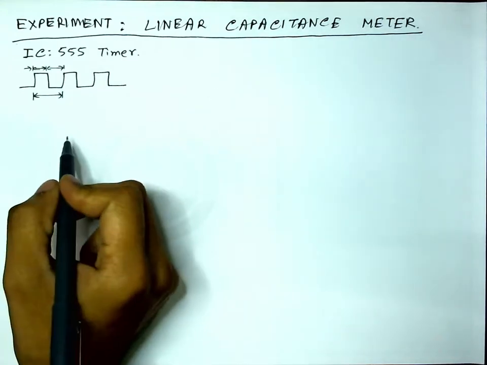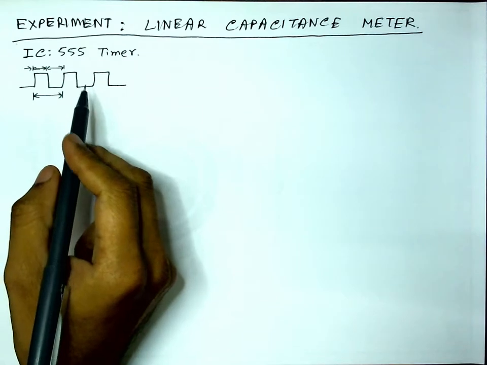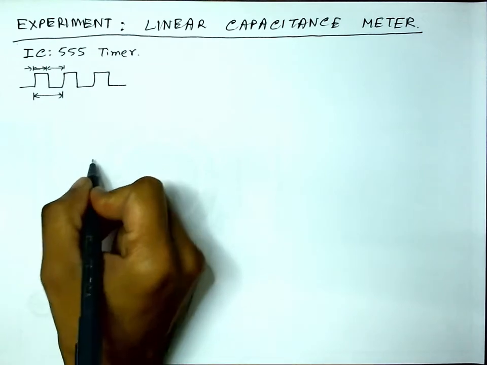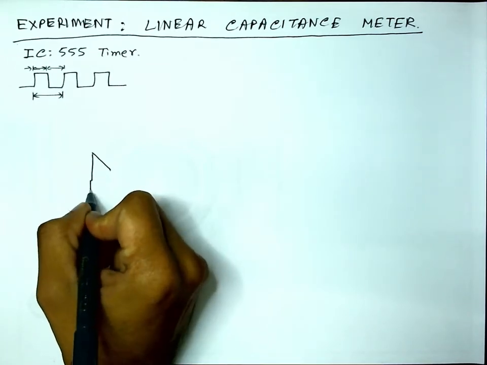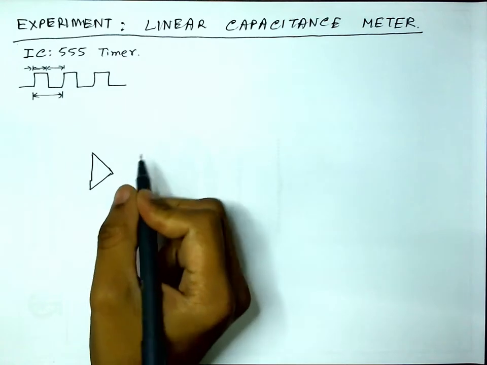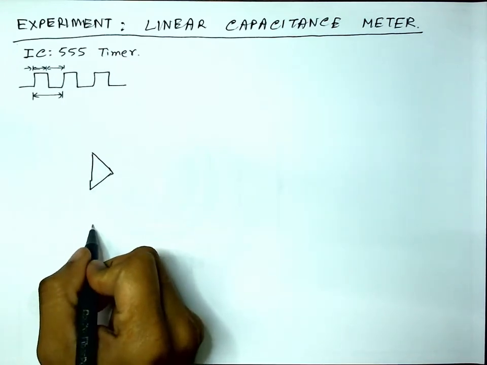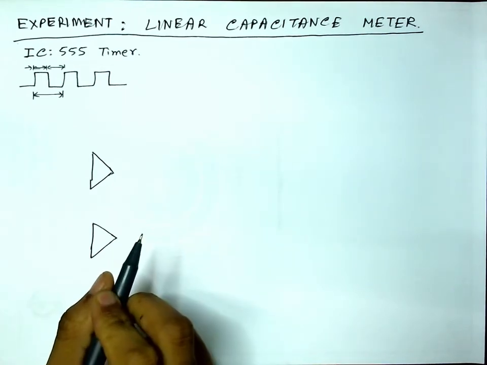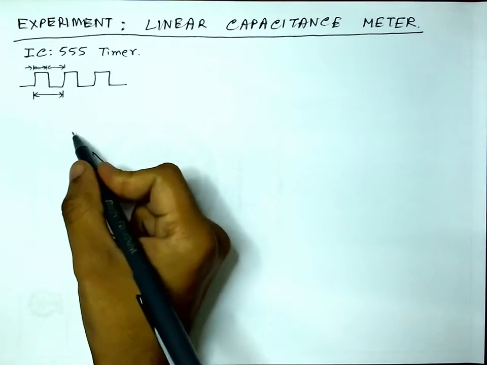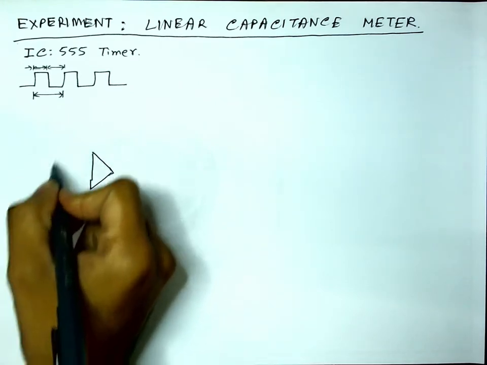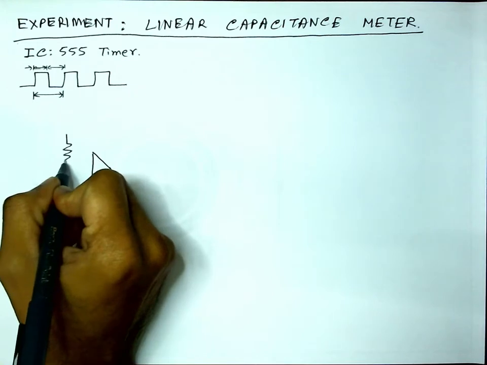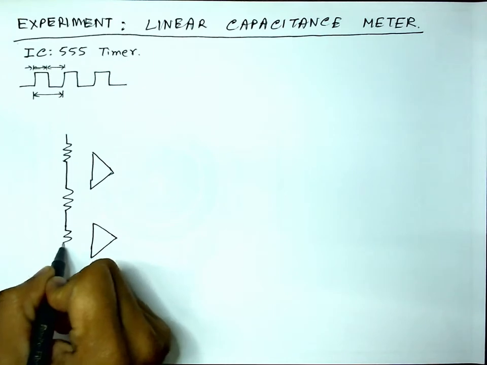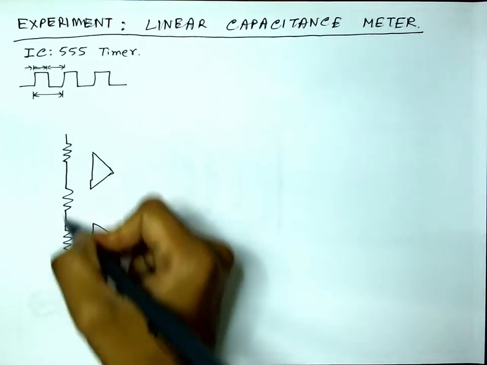Okay, so let us see what is there inside an IC 555 timer. It is very simple. It has two op-amps acting as two comparators. So these are two op-amps. And there is a potential divider which is three resistances connected in series like this. So this is a potential divider.